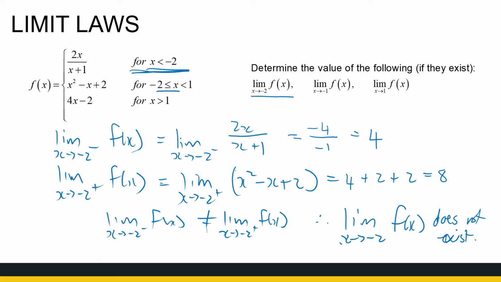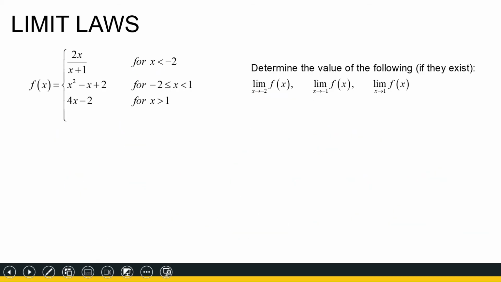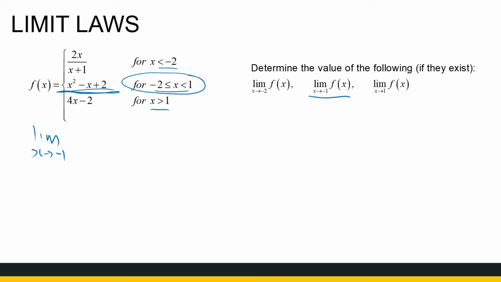x approaches -1. Let's see what happens as x goes towards -1 now. What you need to notice is -1 is not on one of these changes. -1 is just in there, between -2 and 1. So for the limit as x approaches -1, I do not need to look at what happens from the left and from the right, because all around x equal to -1, this function value is x squared minus x plus 2.